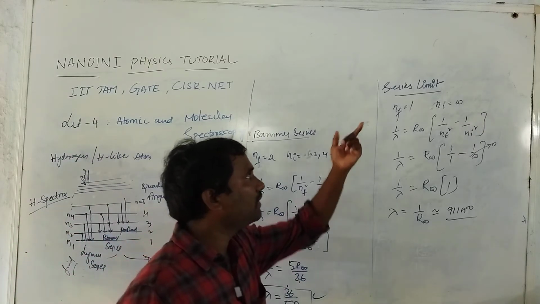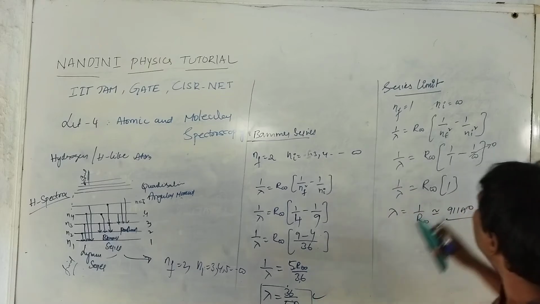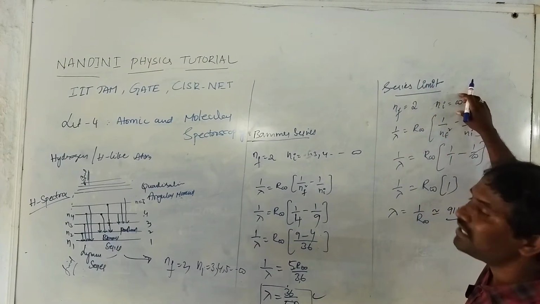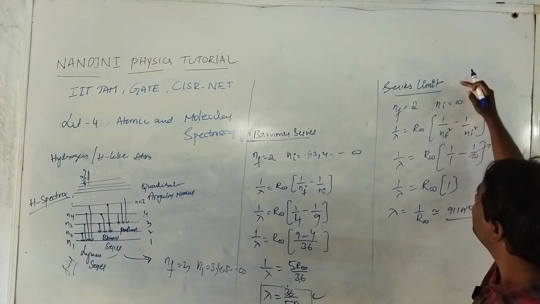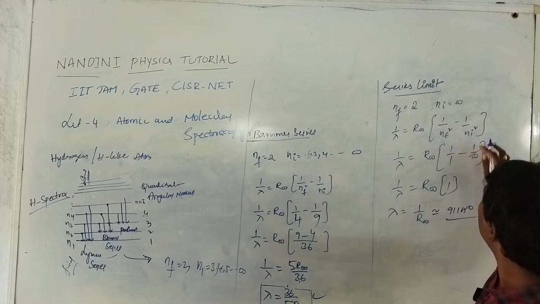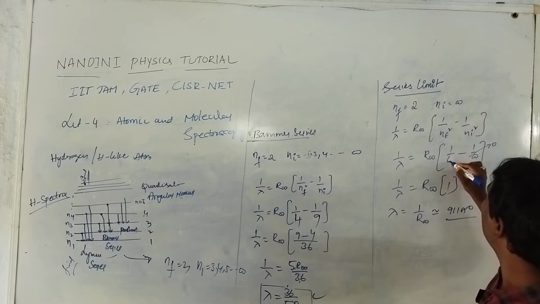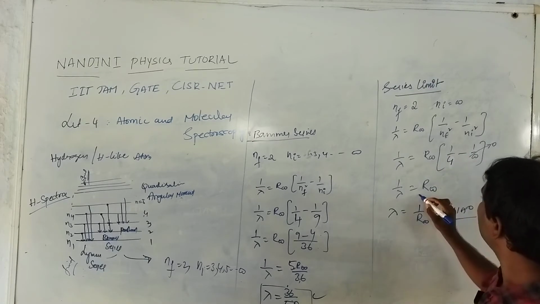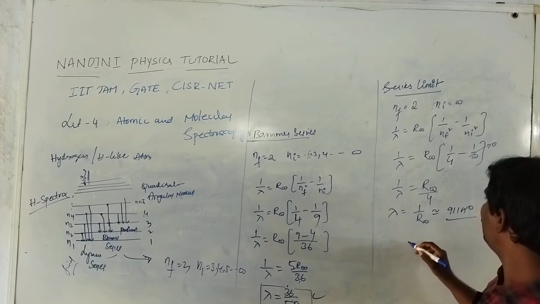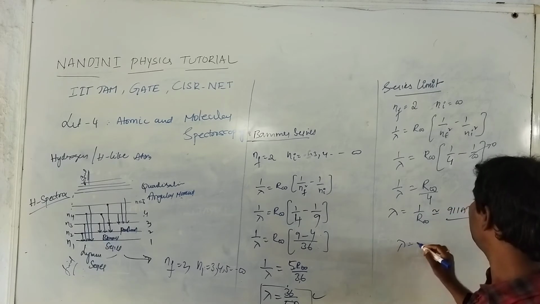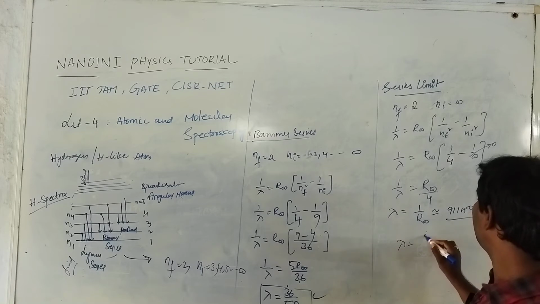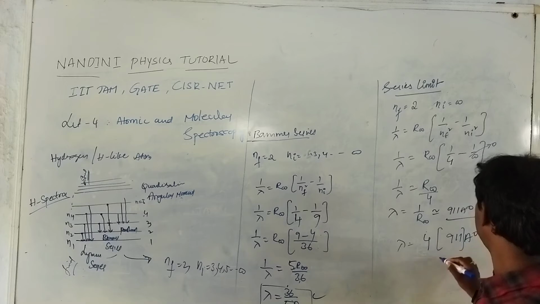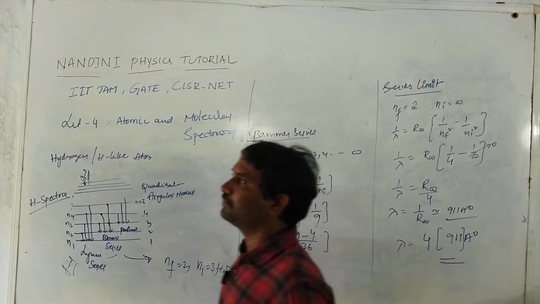This is the emitted wavelength of the Balmer series. And what is the series limit? The series limit starts from 2 only as the final state, and initially it starts from infinite. So this value is infinite only, but this is a 4. So you will get 1 by lambda equal to R infinite divided by 4. Therefore lambda is equal to 4 times 911 angstrom. So this is your series limit value.